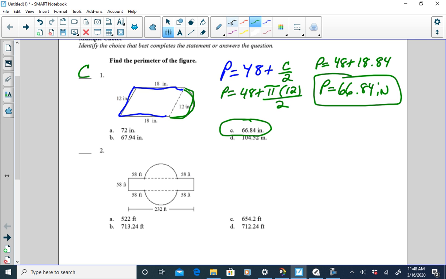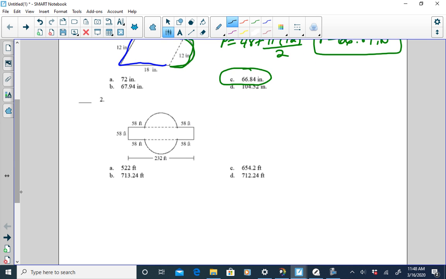All right, let's take a look at our next example, problem number 2. In order to find the perimeter, I need this segment plus this segment plus this segment plus this segment plus this segment plus this segment. Well, it looks like each of these segments are 58. So you have 58 plus 58 plus 58 plus 58 plus 58 plus 58. So that is 6 segments of 58 for the perimeter. But we still have to find the distance of this semicircle and the distance of this semicircle. Well, those two semicircles, when we put them together, make a full circle. So we need the circumference of that full circle.